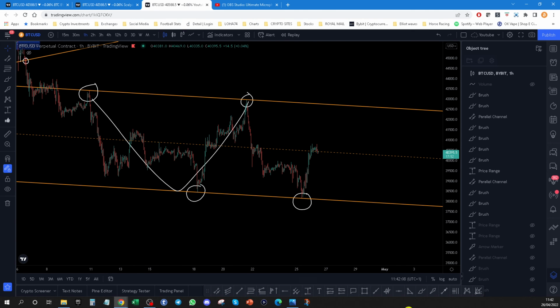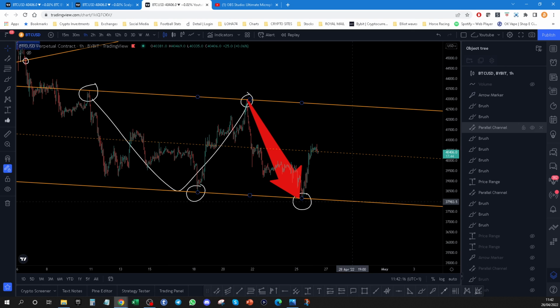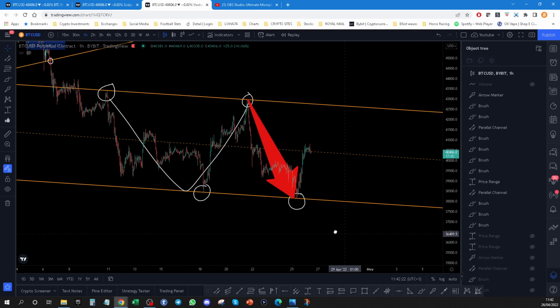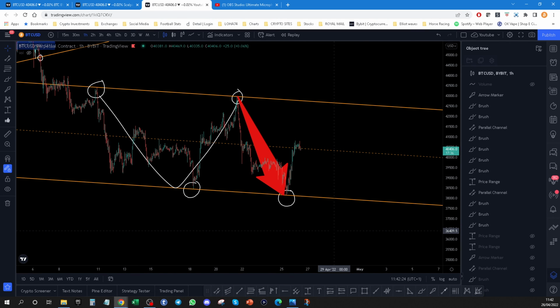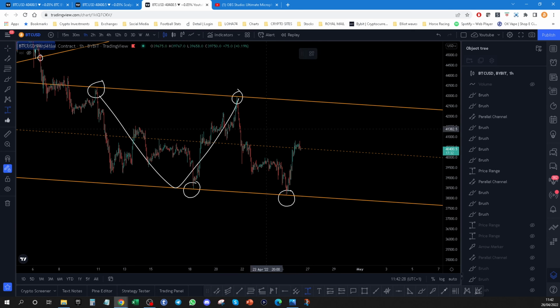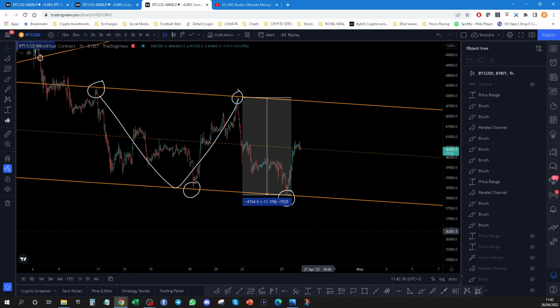So you did have an opportunity there. You've got your 3 pivot points to trade that, where to? Exactly on the channel. Exactly. And what would that have given you? That would have given us another 11% move.